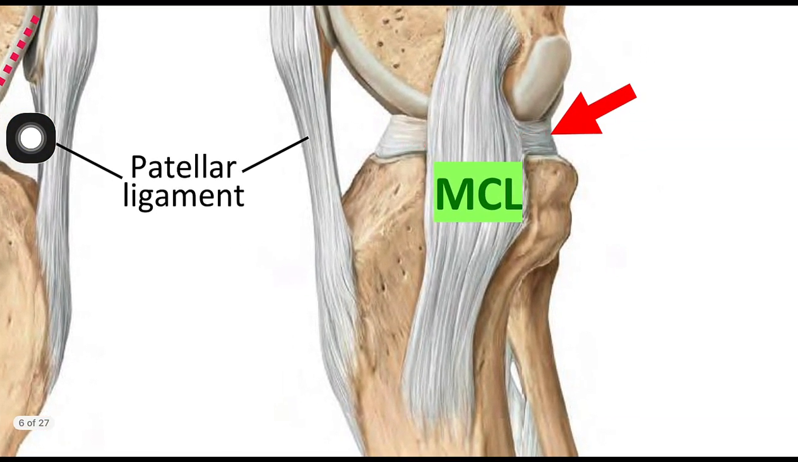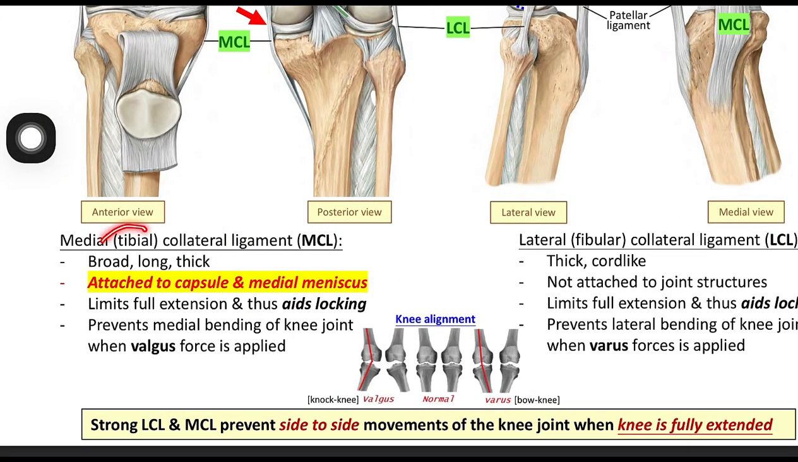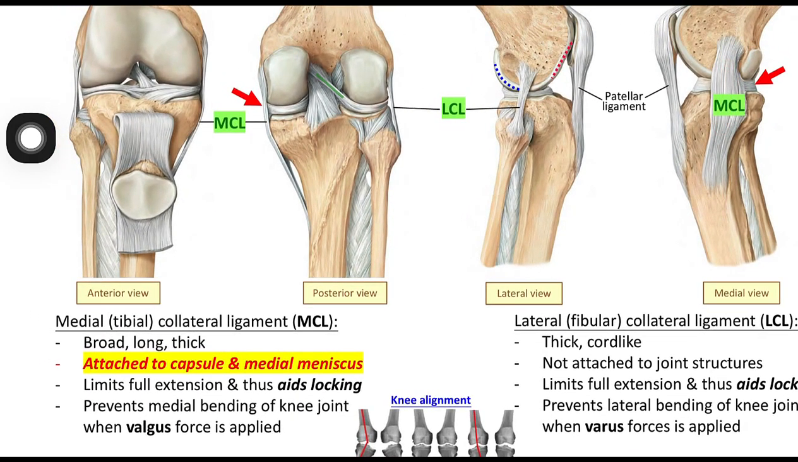Okay, so that's why I give you some big pictures. That is my purpose. So the medial or the tibial collateral ligament is very broad, attached to the capsule and attached to the medial meniscus. Tightly attached to it, which is good to offer protection, yes. But sometimes if it is too tightly attached to each other, when one of them is damaged, the other will also be affected. Okay, so it helps to limit the full extension and thus aids the locking system.